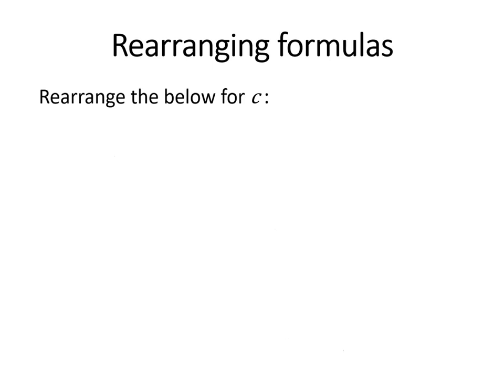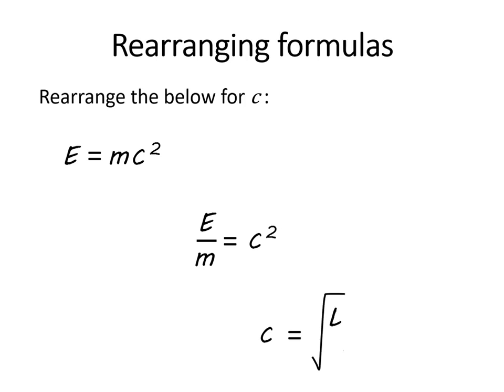In our next example, we'll rearrange the formula E equals mc squared for c. The first step in getting c on its own will be to divide both sides by m, giving us a new arrangement of E over m equals c squared. We can then take the square root of both sides, giving us a final arrangement of c equals the square root of E over m.